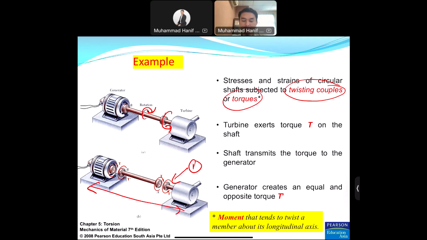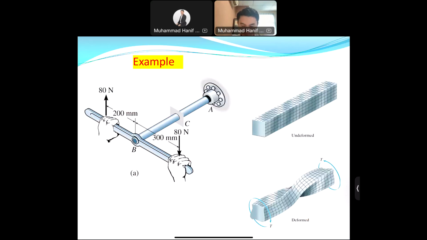The longitudinal axis, as I drew it here. Okay, another example: if you want to loosen or tighten something, we are using torsional load. You have a screwdriver, for example, you twist the screwdriver to tighten the screw. And as I mentioned before, for the rectangular shape, the shape after twisting or torsional load will be deformed.